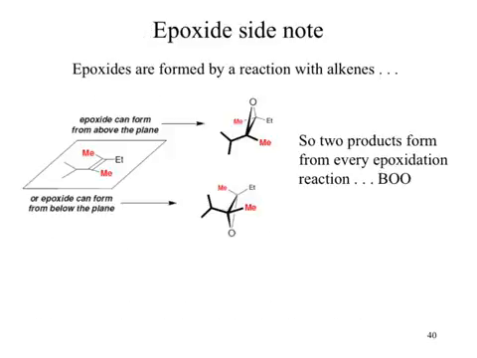What's an issue with epoxides? We're making them by reacting with pi bonds. How do pi bonds react? Above and below the plane of the pi bond, which means two products. Every time, okay, we get the potential for two products.